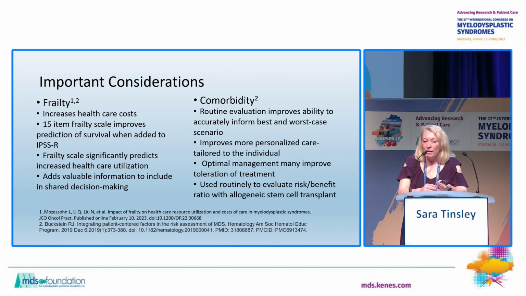As Sandy talked about, this is something that we're really looking carefully at, frailty and comorbidity. There is a study in the references there looking at frailty. We know it increases our healthcare costs. There was this 15-item frailty scale, and when that was added to the IPSS-R, it really helped us predict the individual patient's overall survival. So when you incorporate that at the individual patient in front of you level, it helps you provide better information so that they can make a more informed decision.